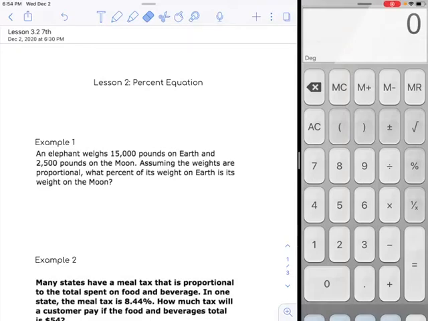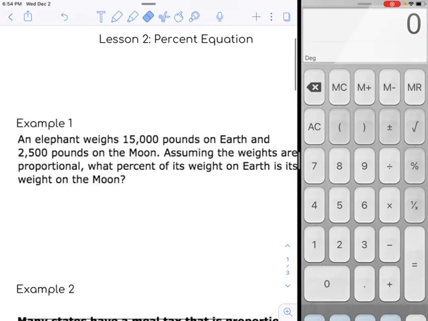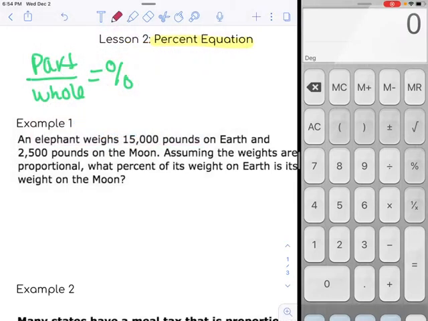Hello everybody, today we're going to be jumping into lesson 2 in our percent topic, and today we're going to be talking about the percent equation. The past 2 days we talked about connecting percents to proportions, where we said our part to our whole equals our percent. Today we're going to turn this into a different type of equation by multiplying the whole to both sides.